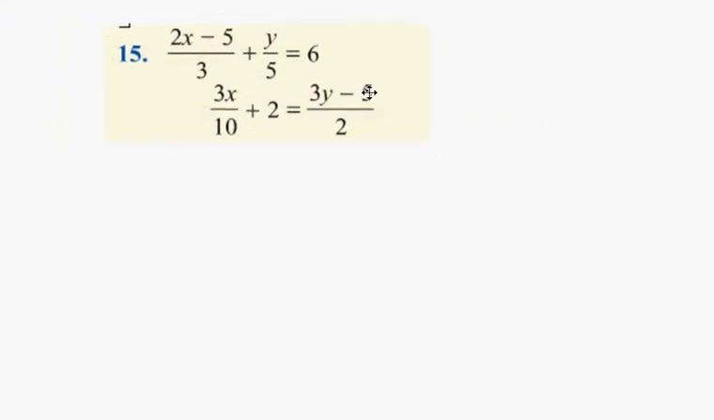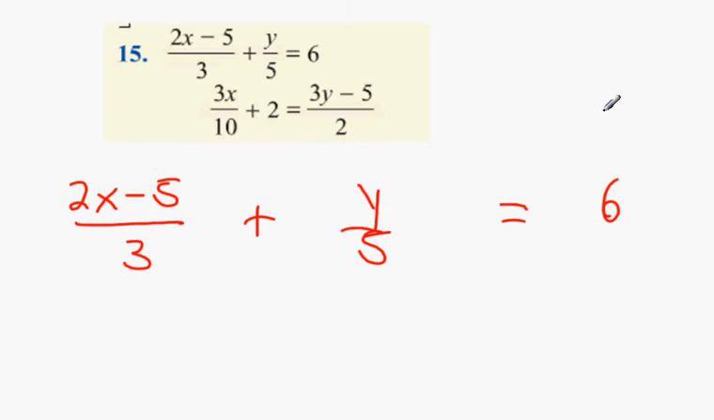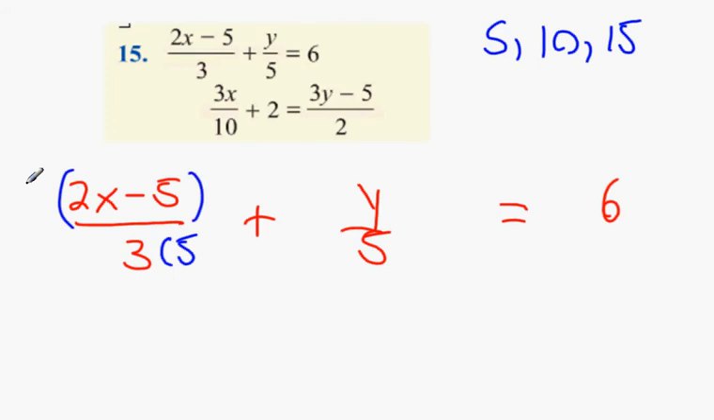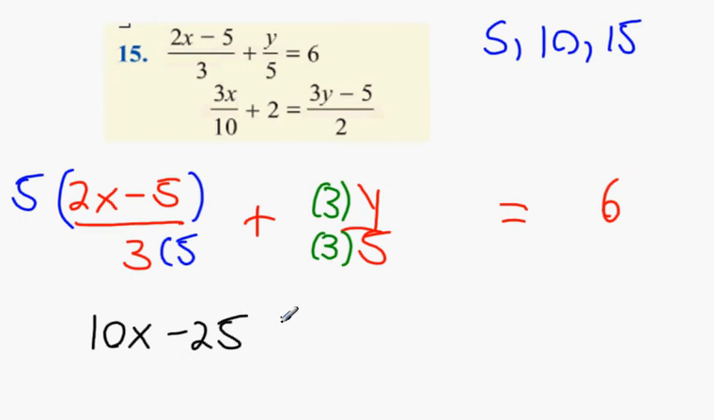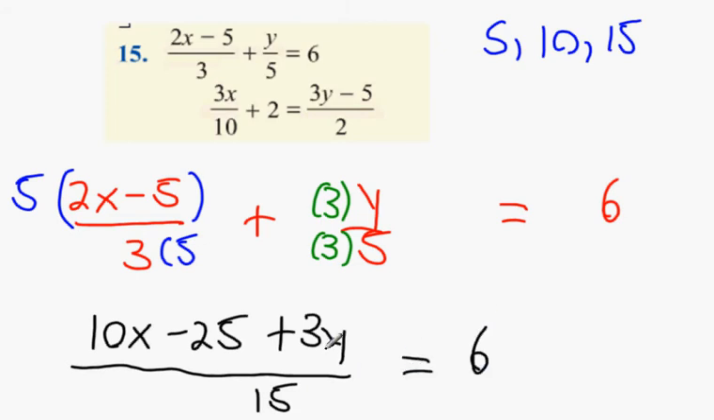Once again, we're looking at the larger denominator of the first one. 2x minus 5 all over 3 plus y over 5 equals 6. What we can do is count up in the larger denominator: 5, 10, 15. 15 is the first number that 3 can divide into. Top and bottom multiplied by 5. For y, the top and bottom need to be multiplied by 3 to get 15 on the bottom. We're next going to get 10x minus 25 plus 3y all over 15 equals 6.